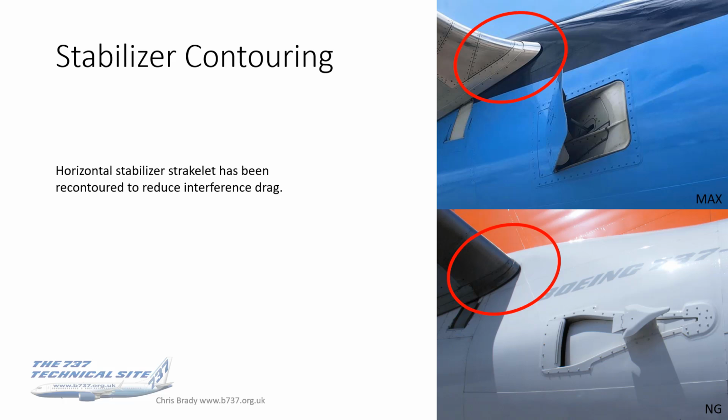Again on the drag reduction front, the horizontal stabilizer strakelet, that's the bit where the stab meets the fuselage, has been recontoured, and you will see the curve there on the upper photo where it's kind of blended in to meet the fuselage, and that dramatically reduces interference drag, which would be the difference of airflow patterns between the horizontal stab and the fuselage at the point where they meet. So that contouring blends that out nicely.